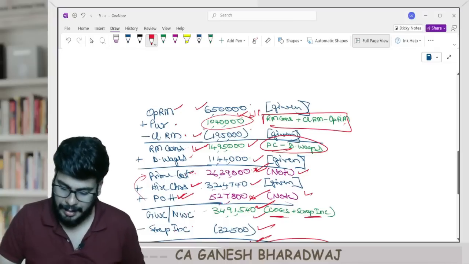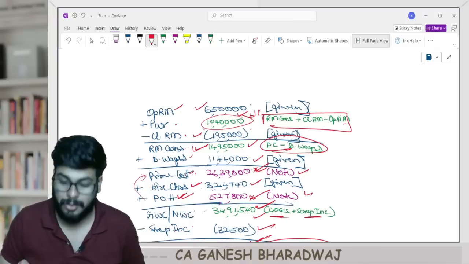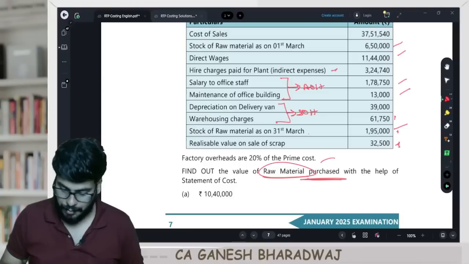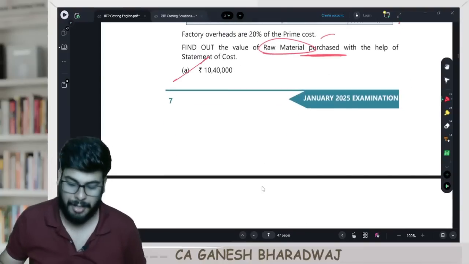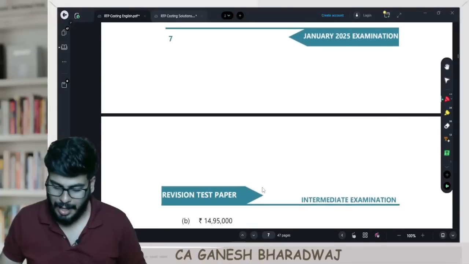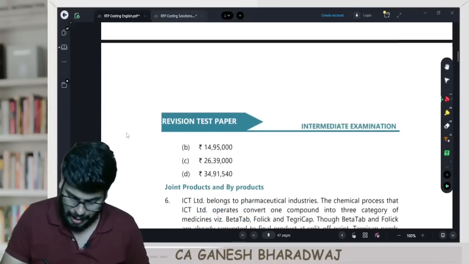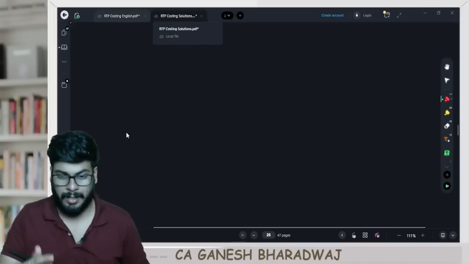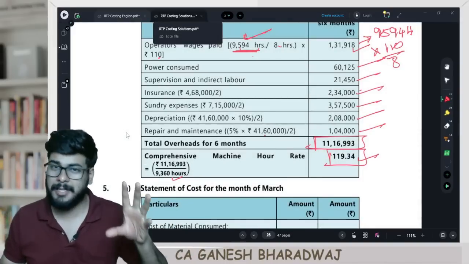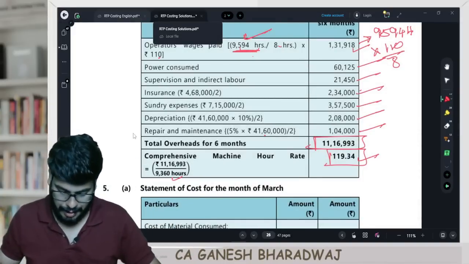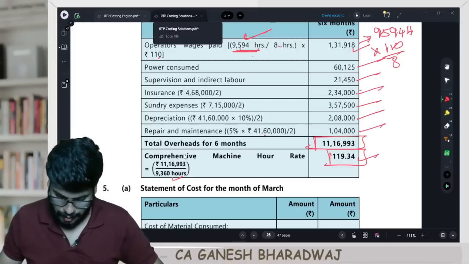So now finally, the value of raw material purchase is going to be how much? 10,40,000. So you can just go here and fill it up. It's going to be 10,40,000, which is option number A. Are you clear with this, guys? As simple as that. It's a fairly simple question, because there are much more complicated questions on missing figures in our institute study material, right? So that's about this question.